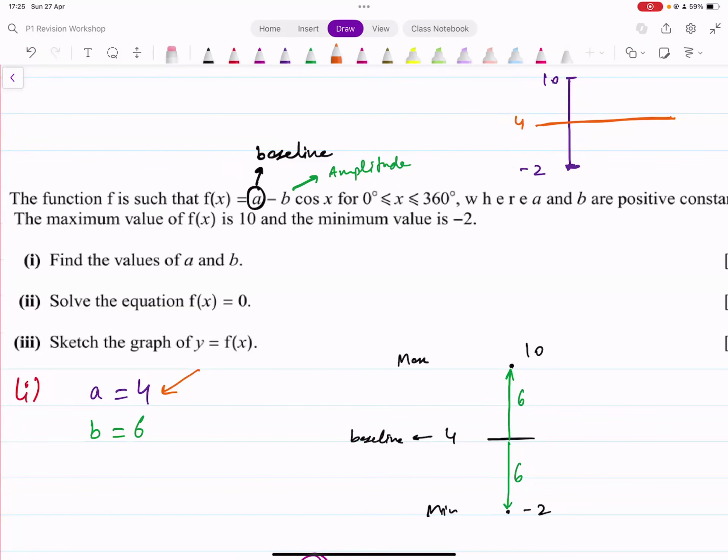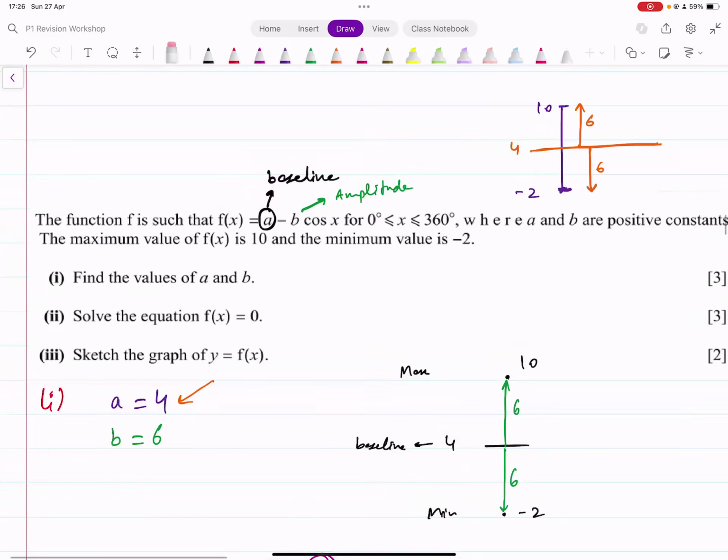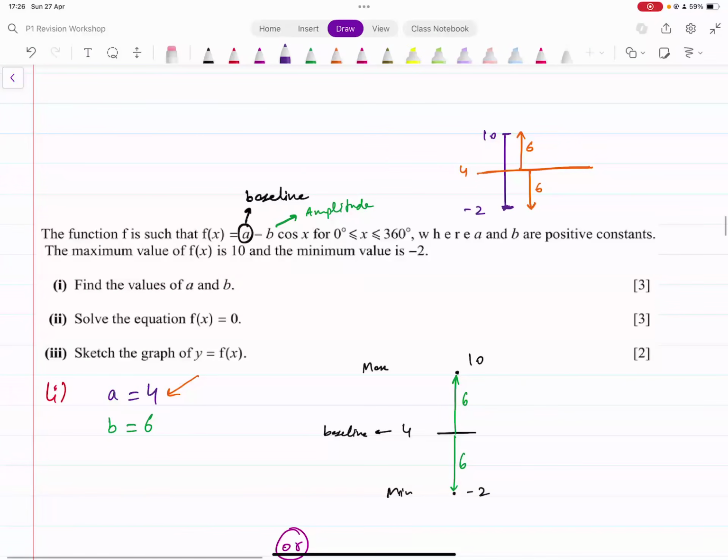And then this number b represents the amplitude. What's the amplitude going to be? The maximum vertical distance from the baseline, that is 6 units from 4 to 10 or from minus 2 to 4. That's the value of b that you get. You say the value of b is going to be equal to 6. That's one idea. Thinking of the graph, think of the baseline, and think of the amplitude of the graph.